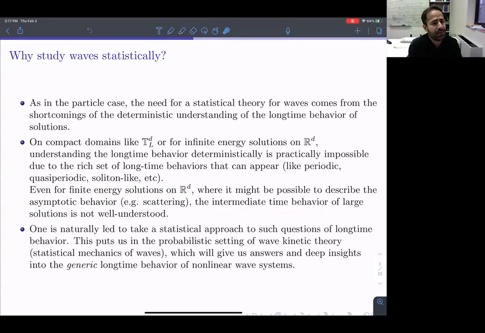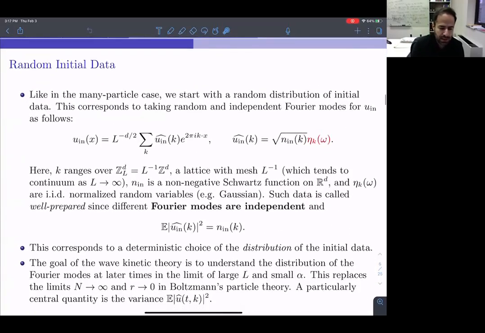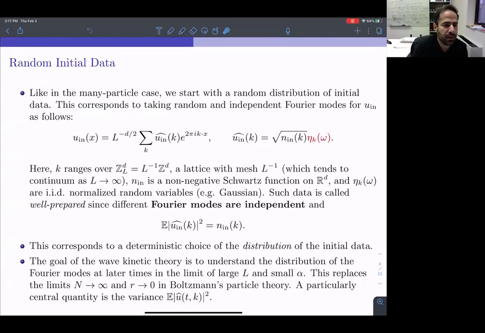So that's the reason why we start thinking probabilistically about the problem. And this moves us right away to the probabilistic setting of wave turbulence theory, also known as statistical mechanics for wave systems. Okay, so let me start by telling you a little bit about this theory, first from the point of view of physics, which I will state as a conjecture, and then we'll start discussing some rigorous results.